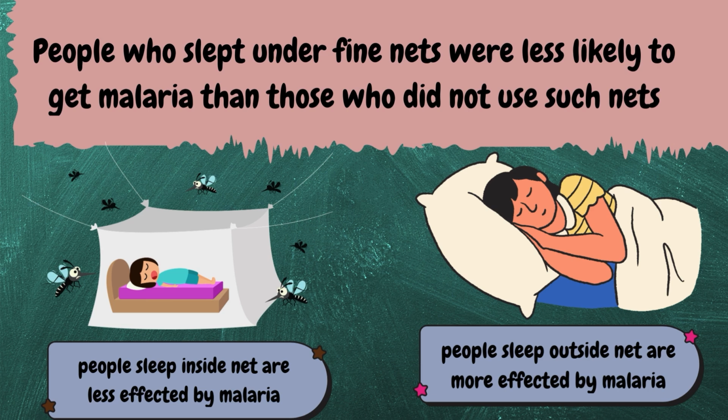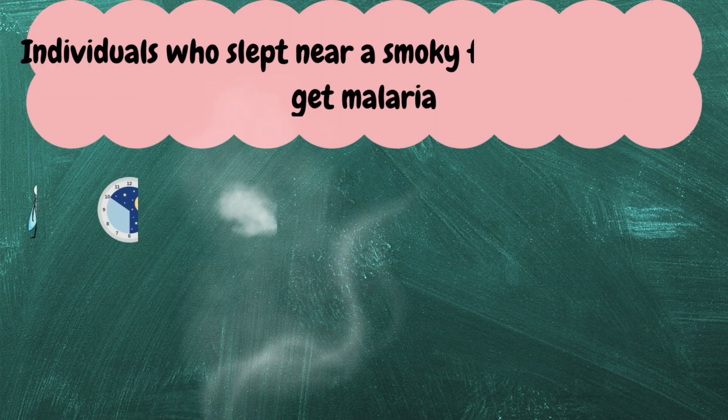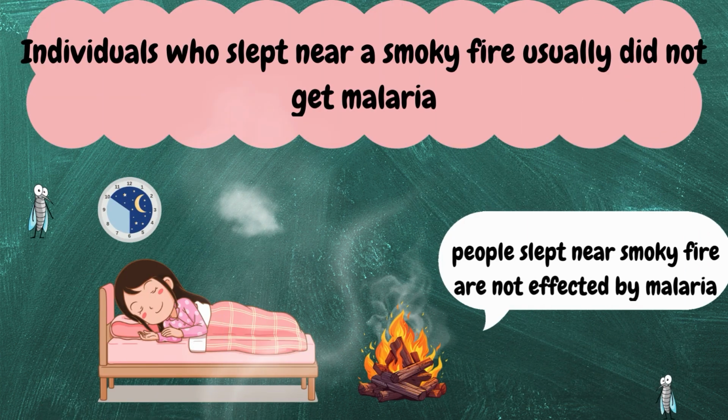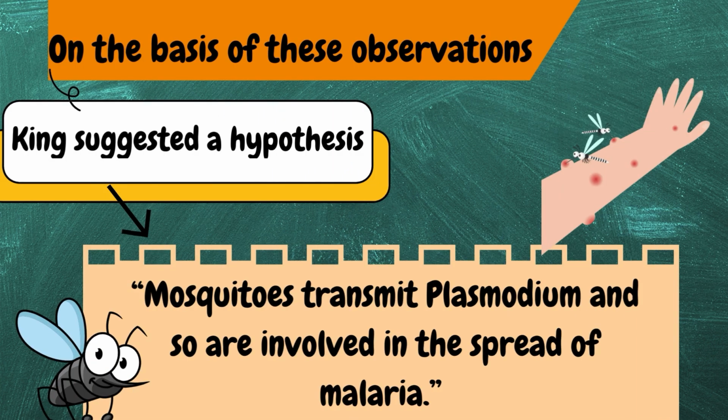Below diagram, you can understand that more clearly. And third observation was individuals who slept near a smoky fire usually did not get malaria. Below diagram, you can understand this observation. On the basis of these observations, hypothesis is the second step of biological method. King suggested a hypothesis. Mosquitoes transmit Plasmodium and so are involved in the spread of malaria.